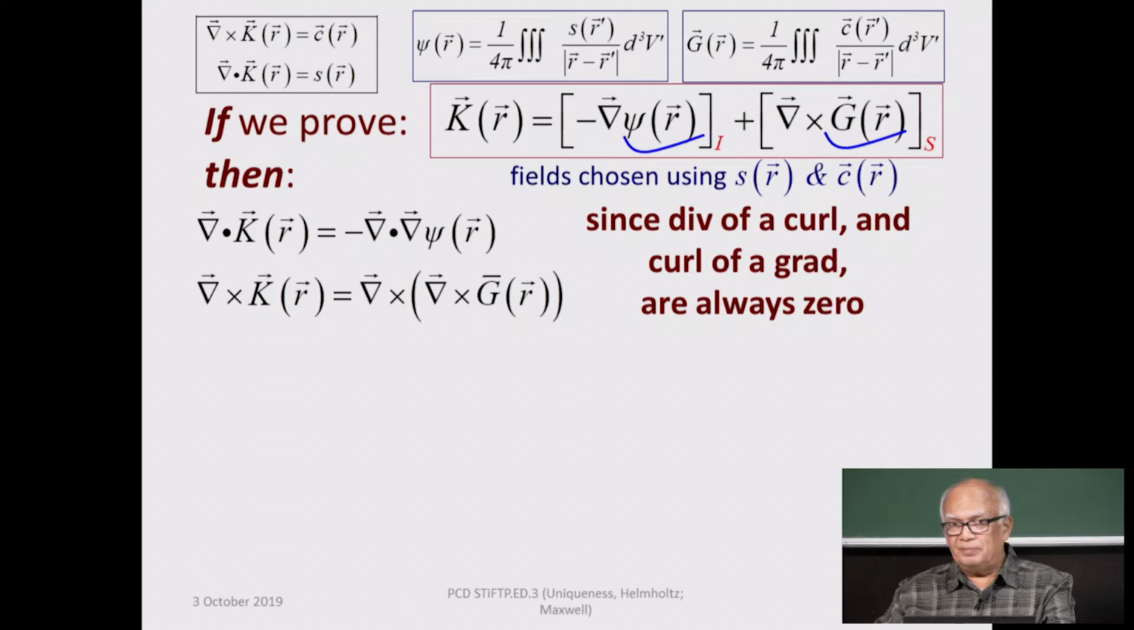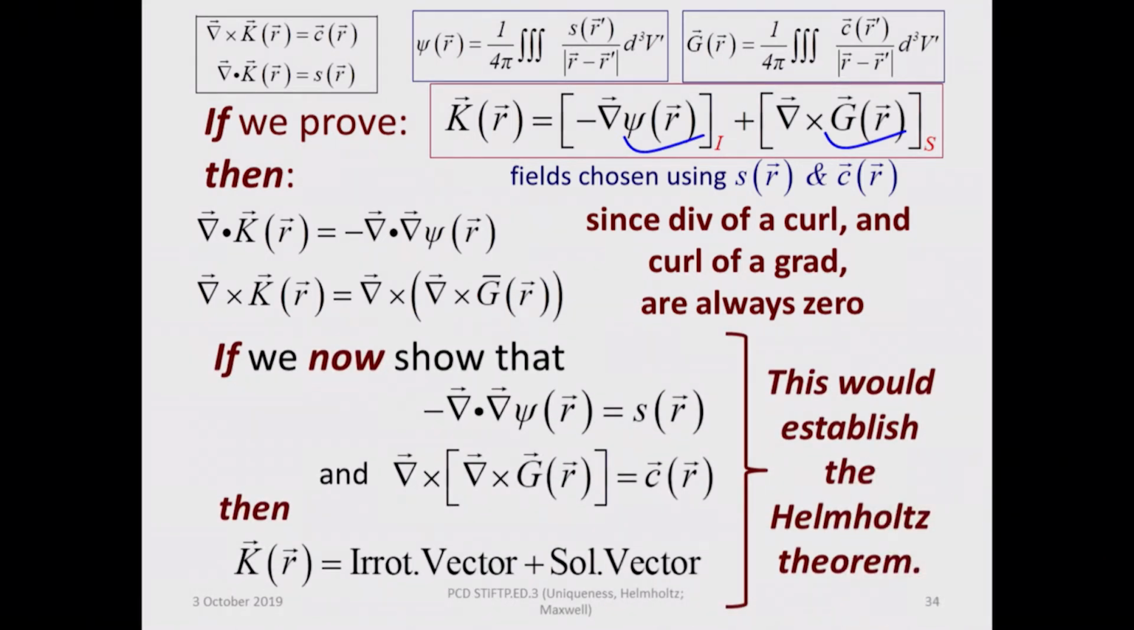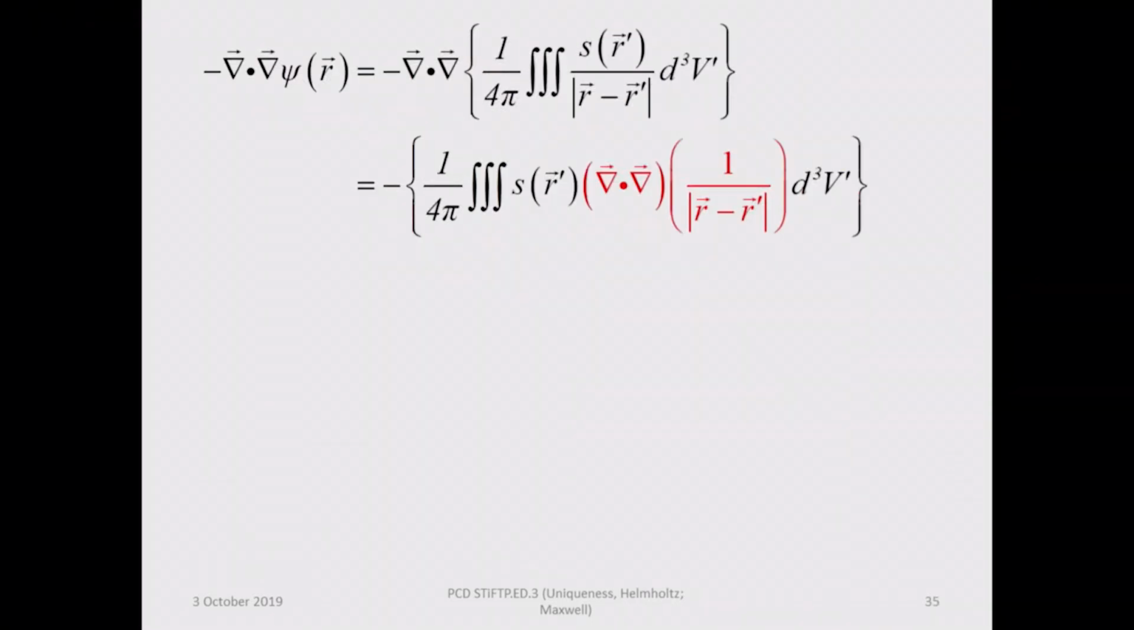right. That is what the theorem requires us to prove, that we have to show that if the negative divergence of the gradient of psi, or the del squared psi, is equal to S of r, and if the curl of G is equal to C of r, then we would have proved this theorem, which is known as the Helmholtz theorem. So, let us proceed to prove this. So, we take the divergence of del psi.